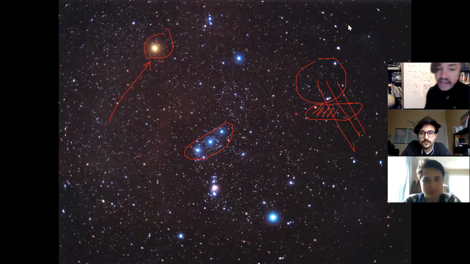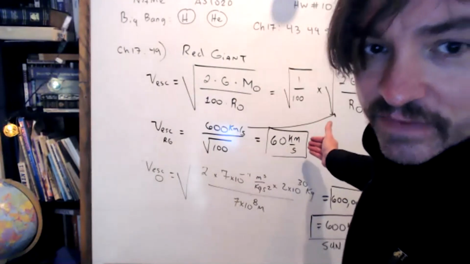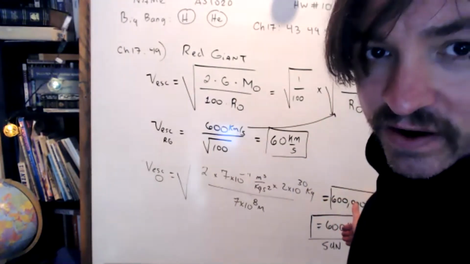Basically, it was related to this problem. When stars are red giants, it's easier to blast stuff off the surface than it is when they are compact.